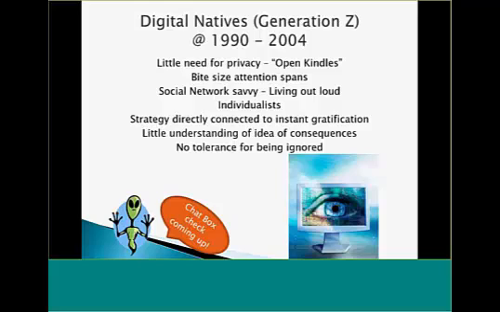If for no other reason, they haven't had a whole lot of experience as they were growing up, because they were growing up plugged in. They haven't had a whole lot of experience interacting with other individuals face to face. Everything has been online. And as such, there's very little tolerance for being ignored.